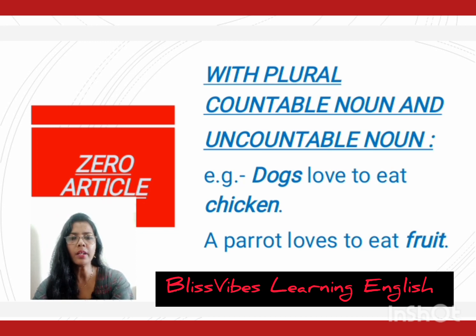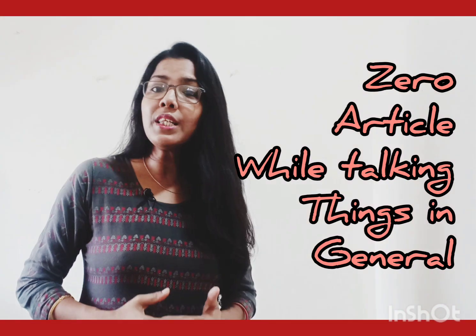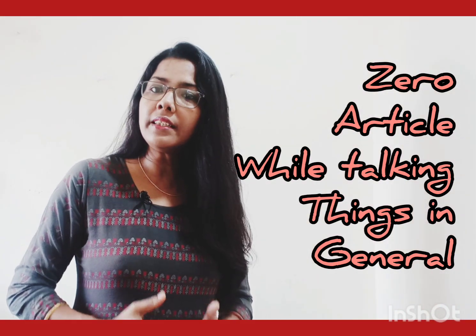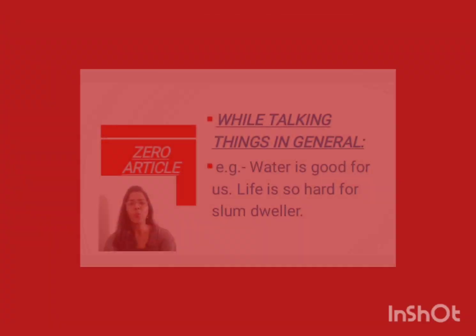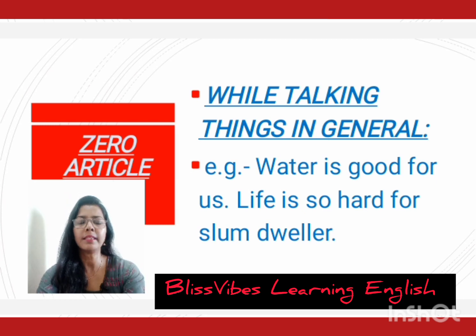A parrot loves to eat fruit. Fruit is used as an uncountable noun in this sentence. We don't use an article while talking about things in general. Water is good for us. That means water is good for everyone. Life is so hard for slum dwellers. That means life for all slum dwellers is very hard.